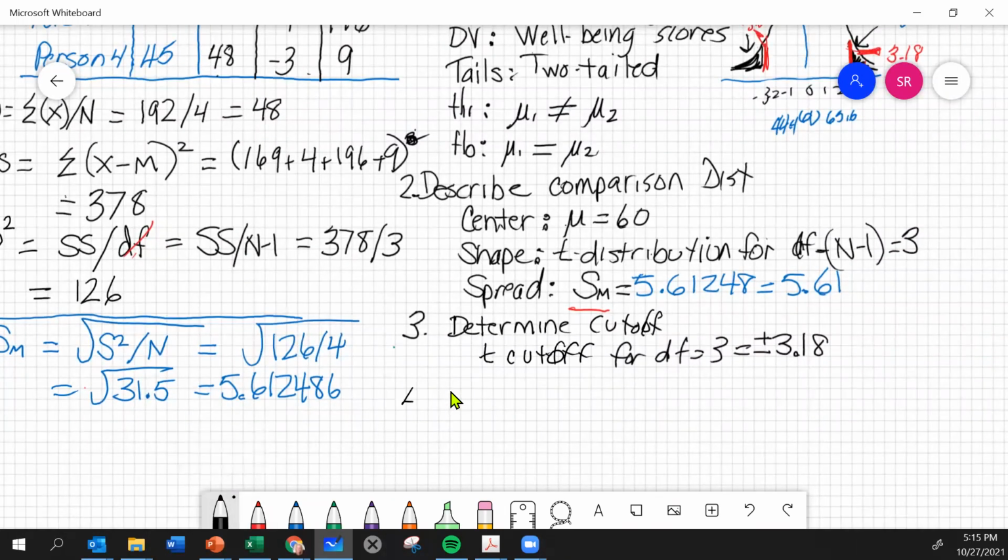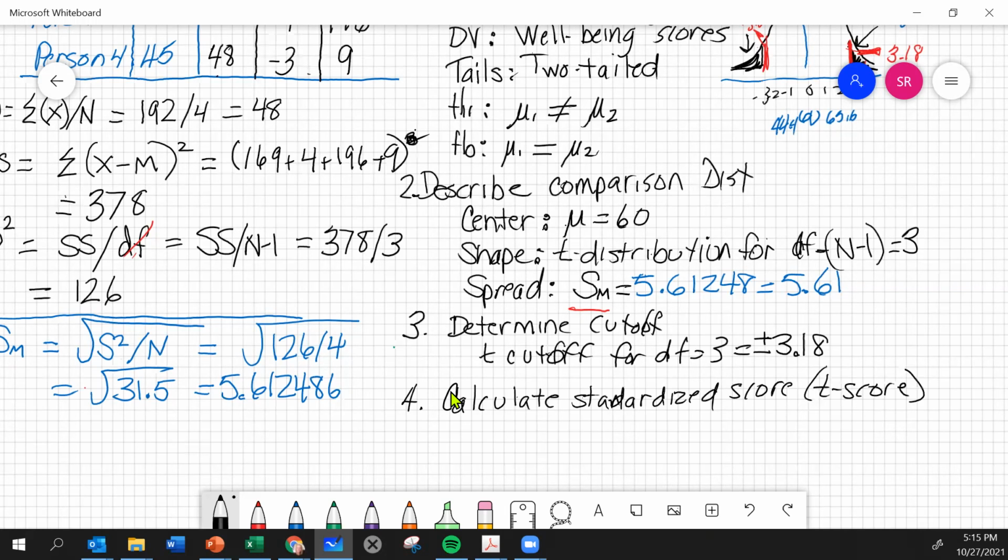Our next step is to calculate the standardized value for our sample score. In this case, it's a t value. In the past, we've been calculating the z value. I'm going to just put standardized so we get familiar with that term. And in parentheses, I'll write t-score for sample. So we take the mean for the sample, t equals the mean for the sample minus that population mean divided by the estimated standard deviation for the distribution of means.